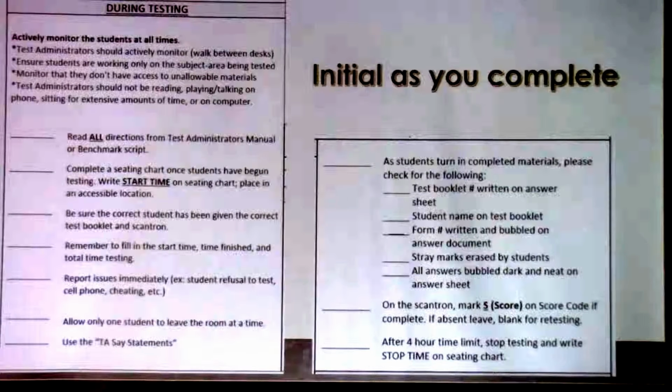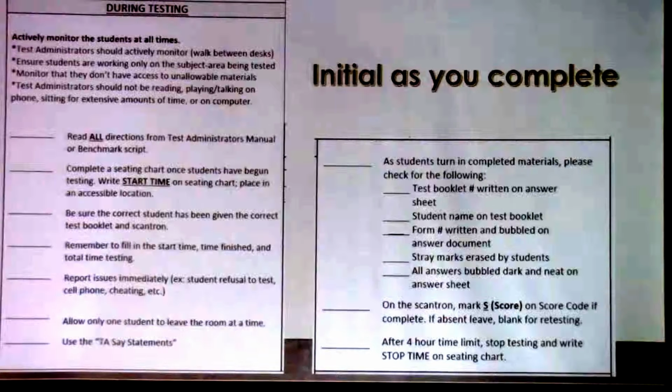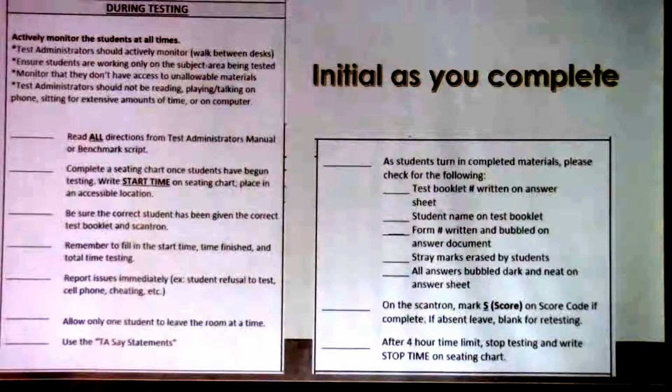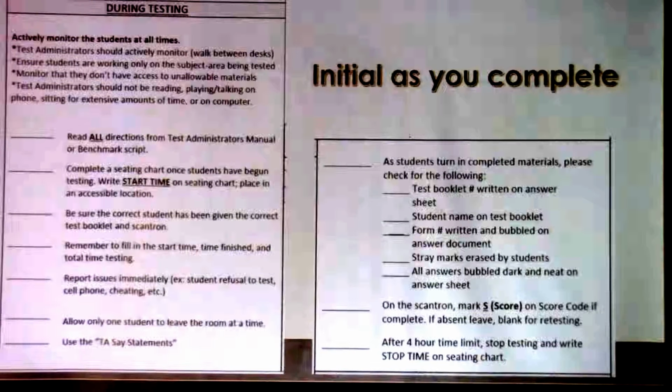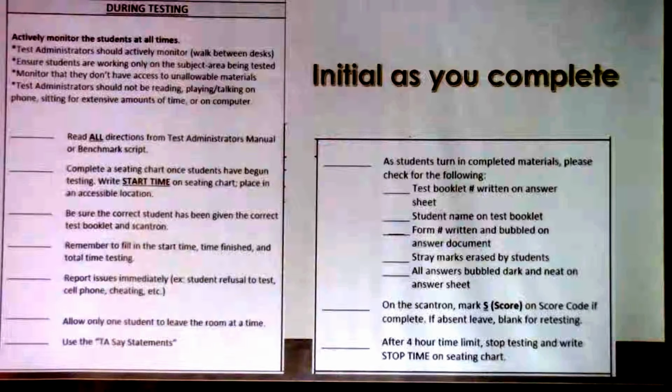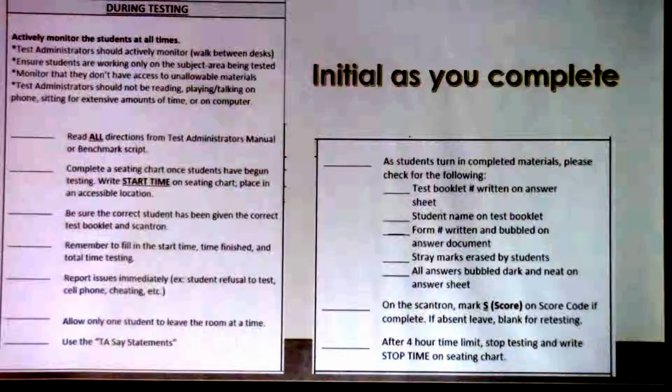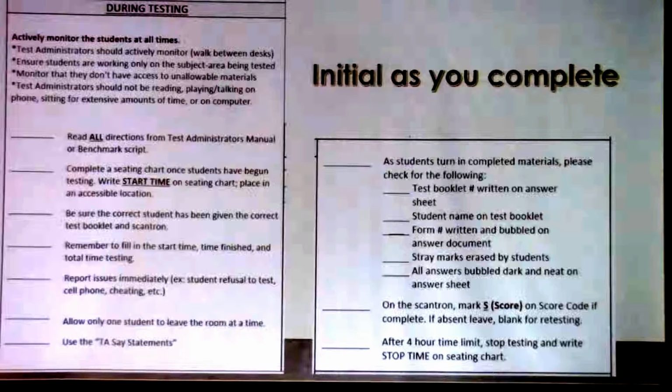All right, initial during testing. Read the directions, complete the seating chart, report issues immediately, use the say-in statements. When a person turns in a book, what should you be looking for? Test book, the number is written. The student's name is on the test book. The form number is written and bubbled on the answer document.